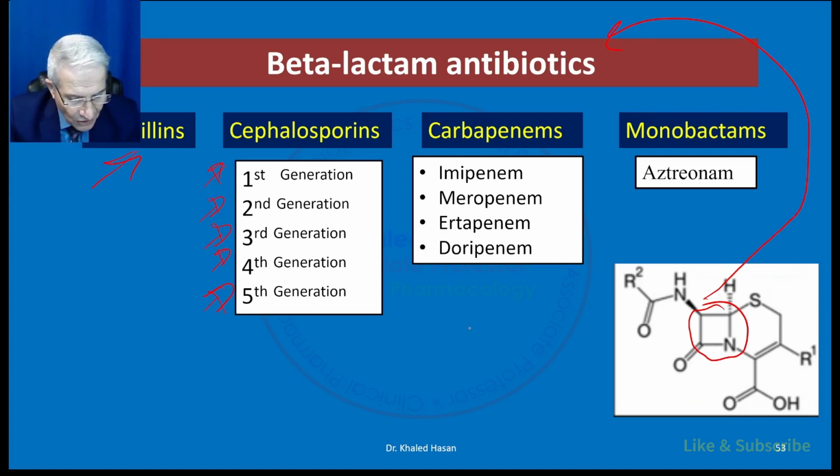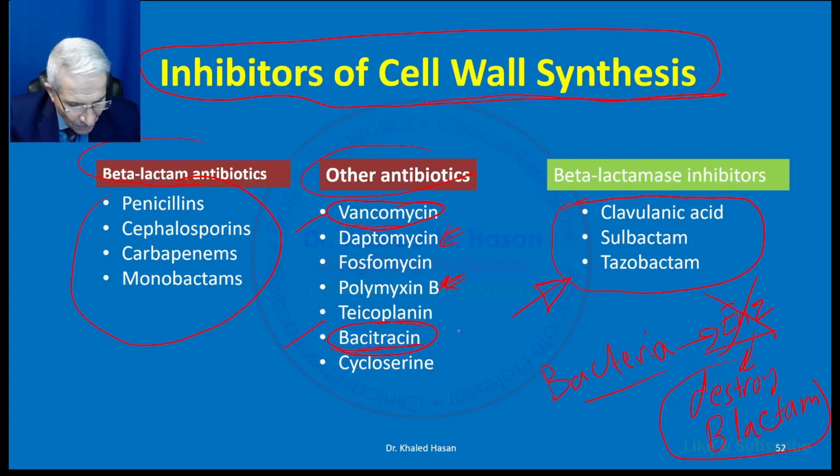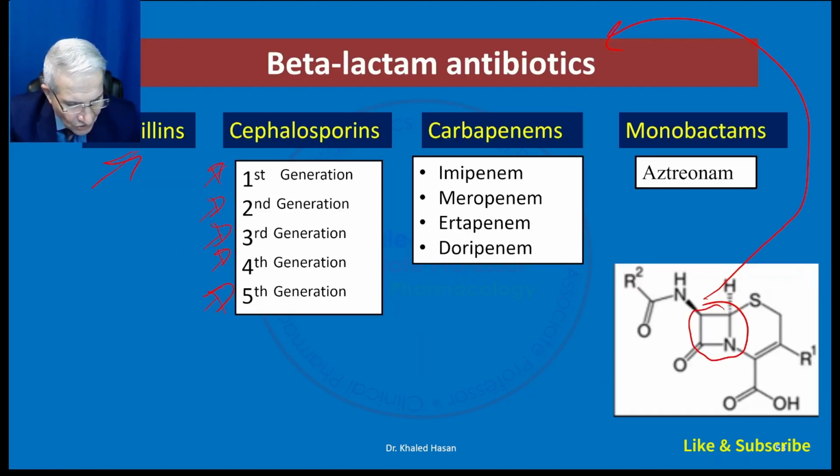Therefore, as we mentioned in the previous slide, some bacteria started producing beta-lactamase. So some bacteria produce an enzyme called beta-lactamase, and this enzyme destroys this ring here. And this bacteria becomes resistant to the antibiotic.